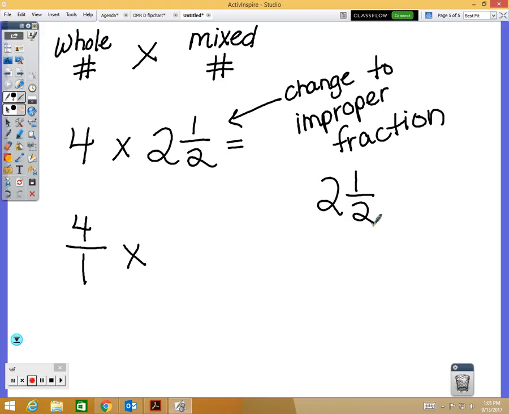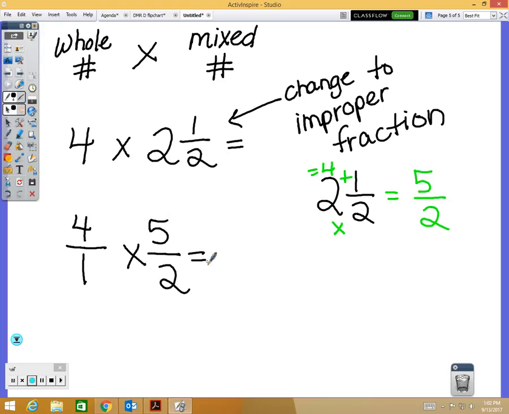2 1/2, how do you change that into an improper fraction? What are your steps, Madison? 2 times 2 plus 1, and you get over. Very good. So to review one more time for those people that were talking while she was talking, to turn 2 1/2 into an improper fraction, you do the denominator times your whole number, and you get 4, and then you add on your numerator. So 4 plus 1 is 5. Your denominator stays the same. So we have 5 over 2.